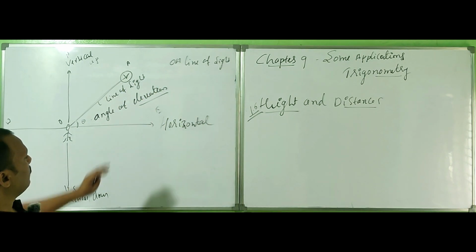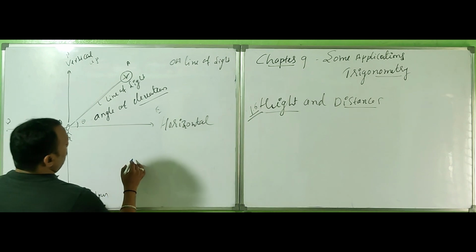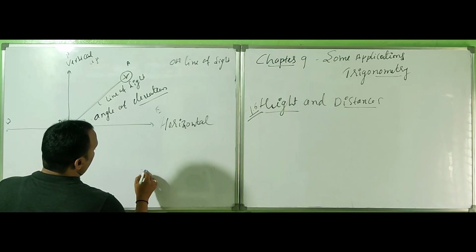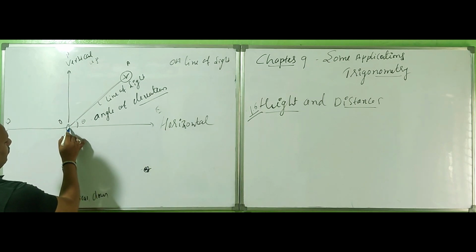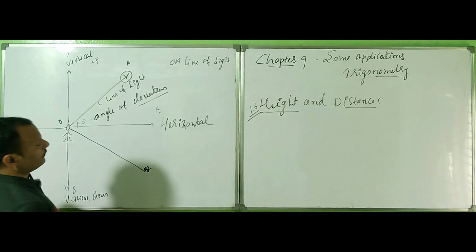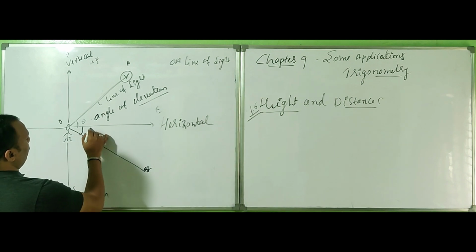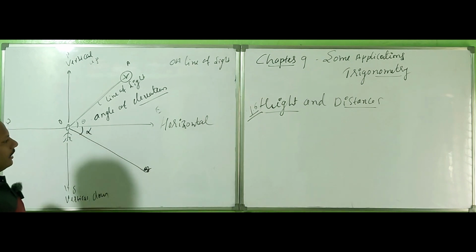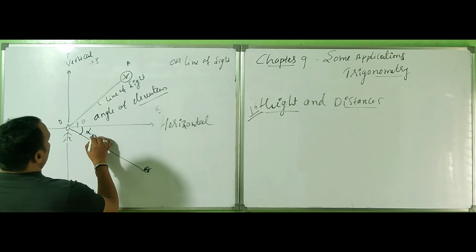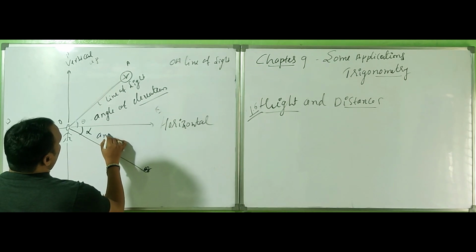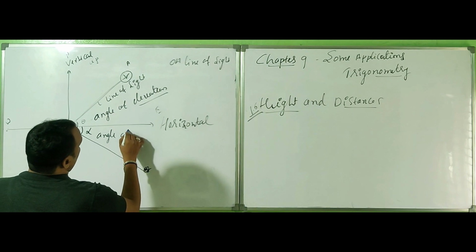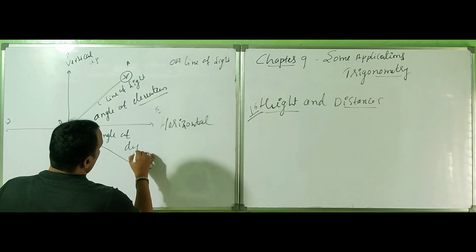Similarly, if the object is somewhere else, like a stone on the ground, this is the object, and here the angle becomes alpha. This is called the angle of depression.